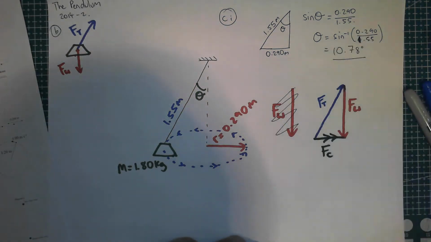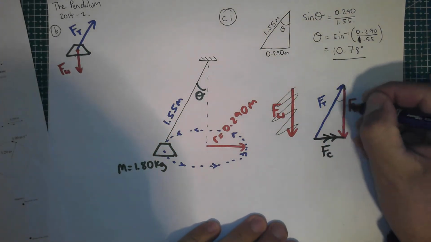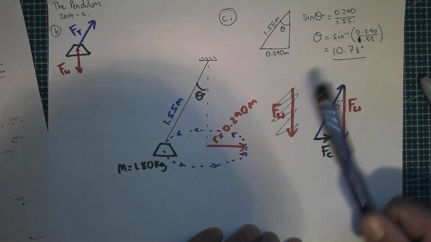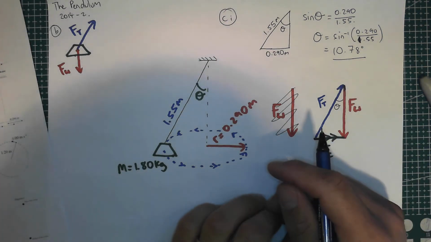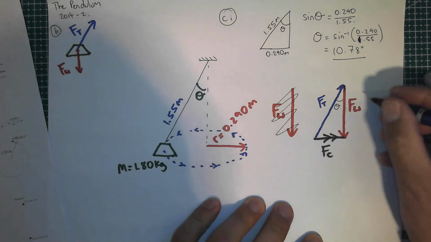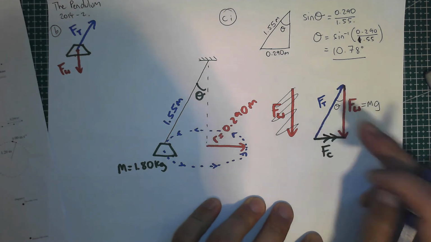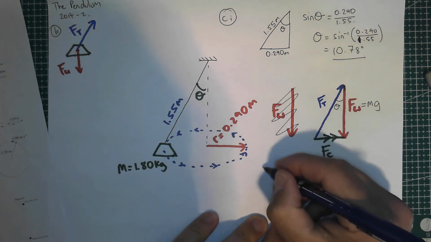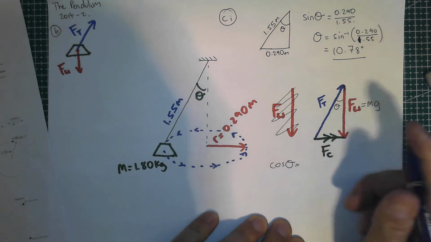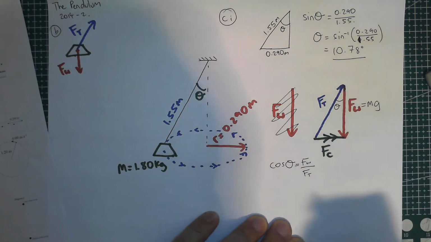And the reason I redrew this is just to make it a bit more identical to this triangle up here. This is the angle theta, which is the same angle as we calculated above. Cool, so now we can just use some trigonometry again to work this out. This time we know this is equal to mg, so we can use cosine theta here. So cosine theta equals the weight force over the hypotenuse, which is the tension force.